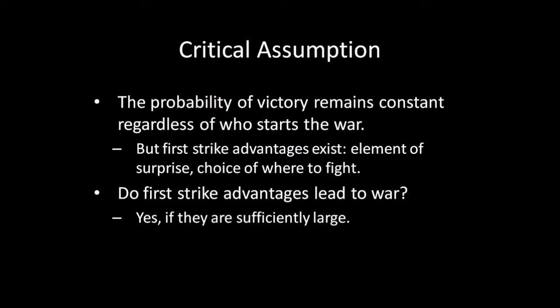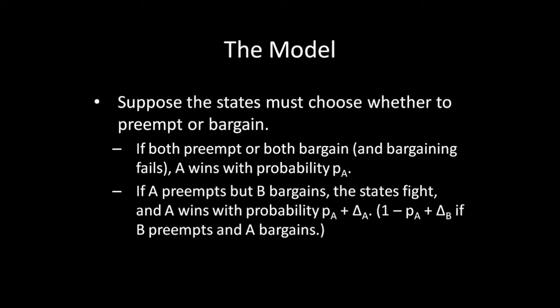And to see this, we're going to go back to the days when we were talking about the algebraic model, and we're going to work with that here. So the model is going to look like this. We're going to suppose that the states must choose whether to preempt or bargain before they actually sit down at the bargaining table. So if you're a state, you get to decide, all right, do I want to talk things out with my opponent, or do I just want to go ahead and start a fight right now? If I'm starting a fight right now, then I'm preempting. If I'm actually sitting down at the bargaining table, then I'm bargaining.